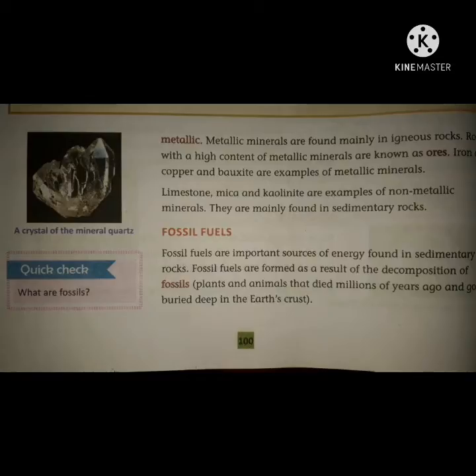Non-metallic minerals, on the other hand, do not have metallic content in them. Limestone and mica are examples of non-metallic minerals, and they are majorly found in sedimentary rocks.